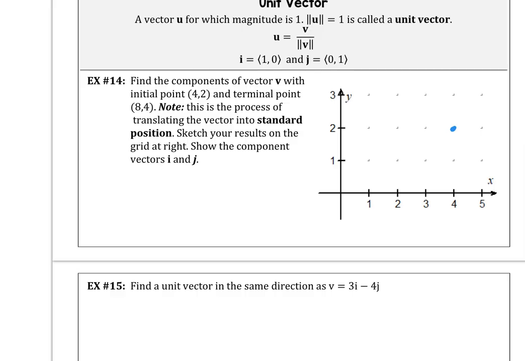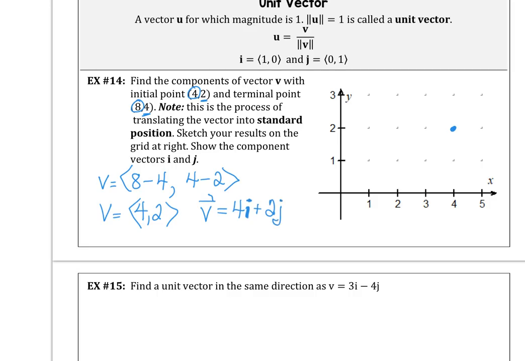So we want to go, if you think about it this way, vector v is 8 minus 4, that's the first component, and then 4 minus 2. If we do that arithmetic, we have 4, 2. So 4, 2 is the component form. The linear combination form for vector v can be written as 4 in the i direction and 2 in the j direction.